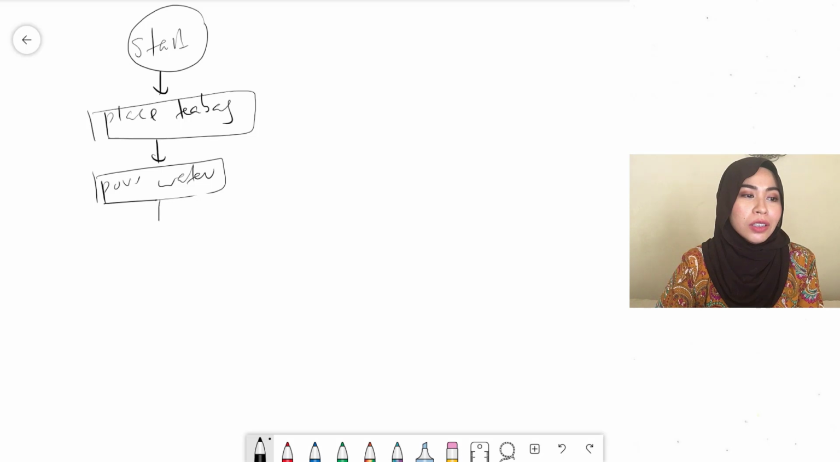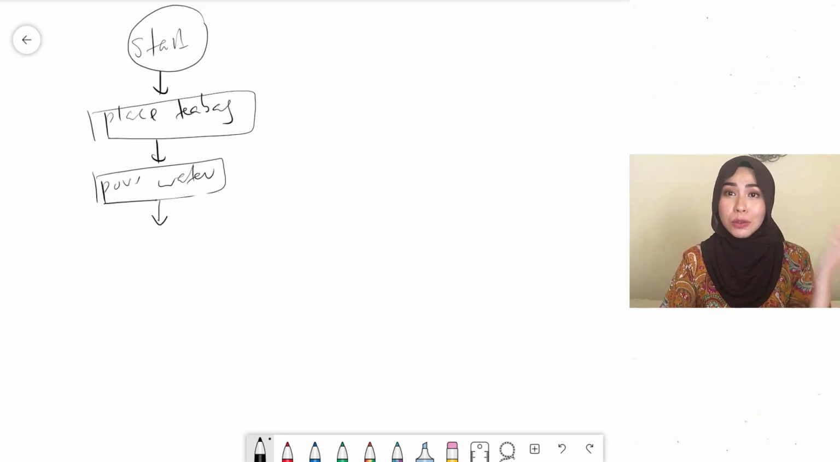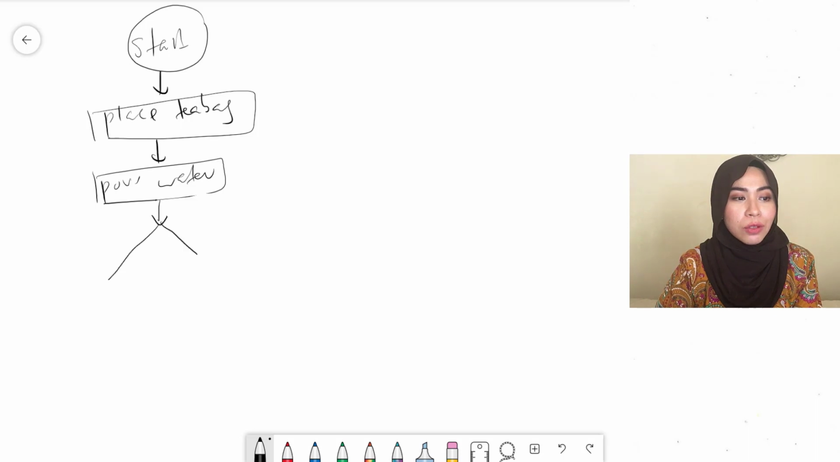So in order for us to decide to make a cup of tea, whether it needs to be sweet or not, of course we need to ask some question, right? So if you want to ask some question inside your flowchart, you would need to use a diamond shape.